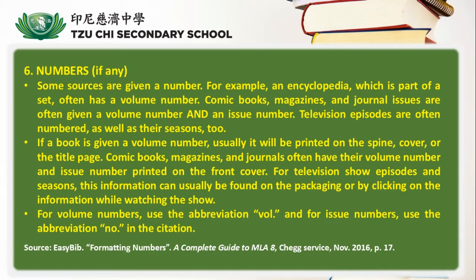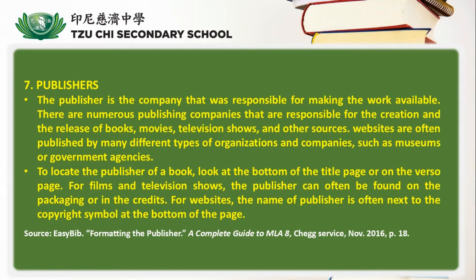For television show episodes and seasons, this information can usually be found on the packaging or by clicking on the information while watching the show. For volume numbers, use the abbreviation vol. and then put a dot. And for issue numbers, use the abbreviation no. and then a dot in the citation.